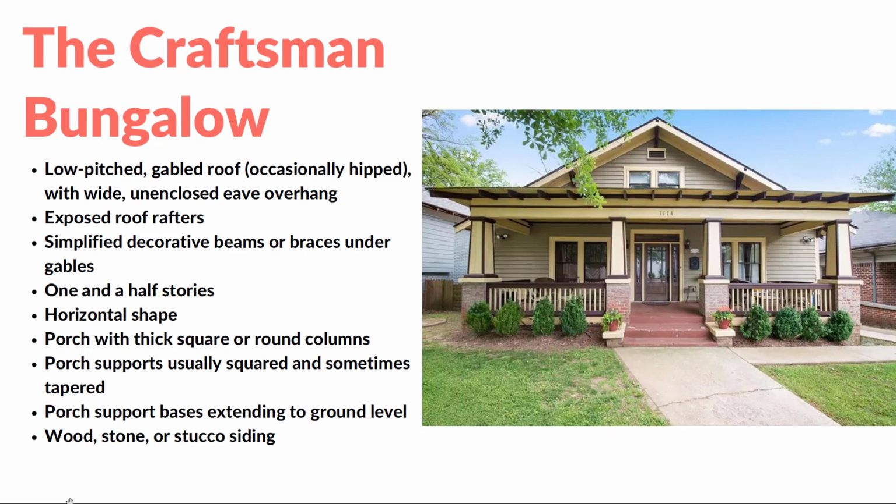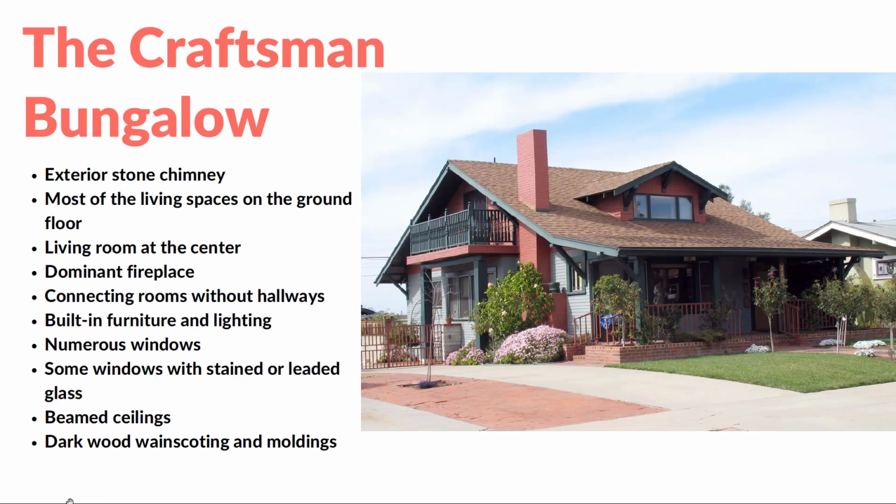The porch usually has really big, thick, generally square columns, as you'll see in this image, sometimes round. The porch supports are usually tapered as well. And the supports usually go down to the ground level. And then the surface can be wood, it might be stone or stucco, that can vary. We generally see an exterior stone chimney, so you can usually see it going all the way up.